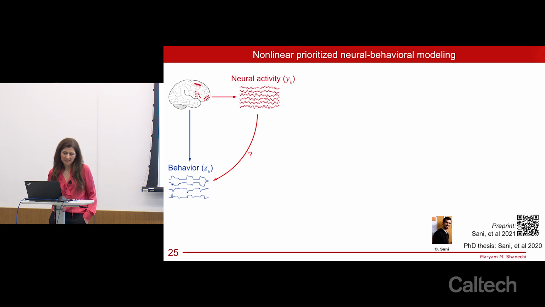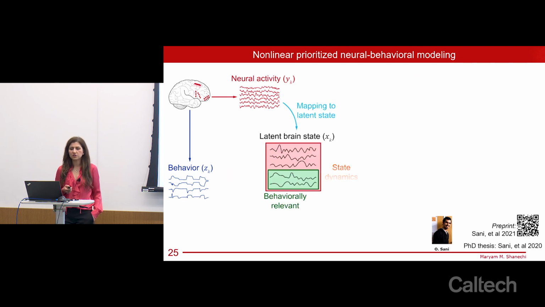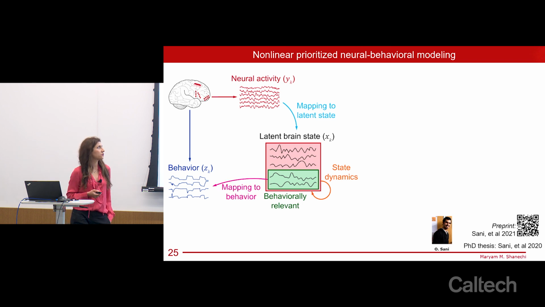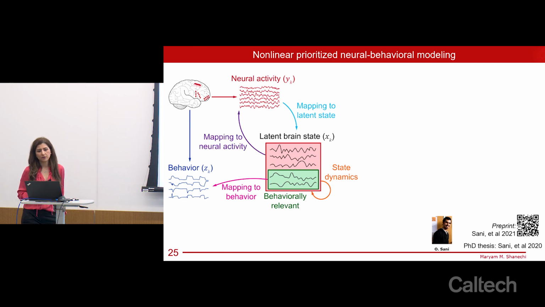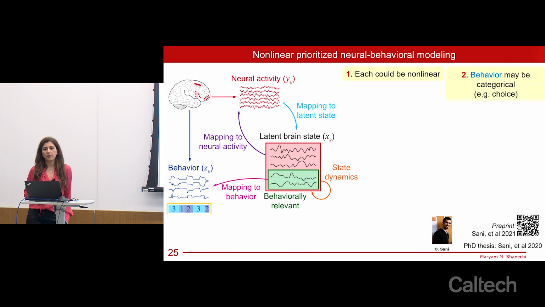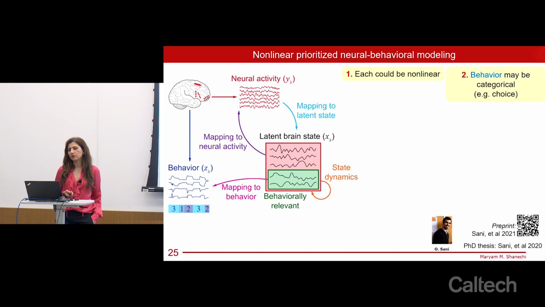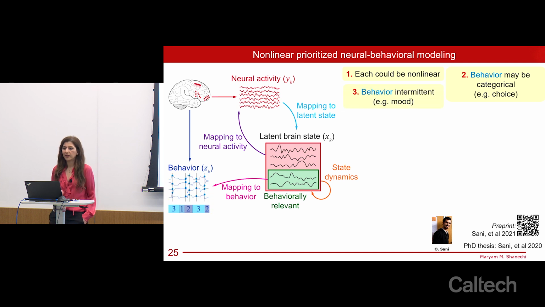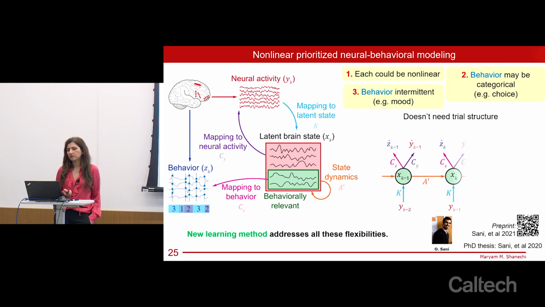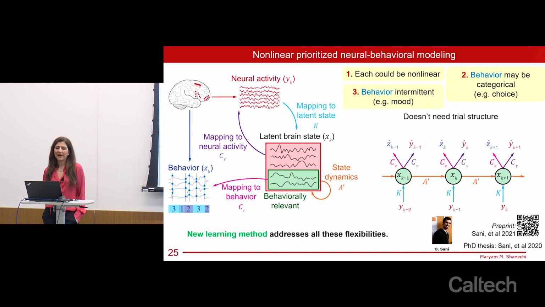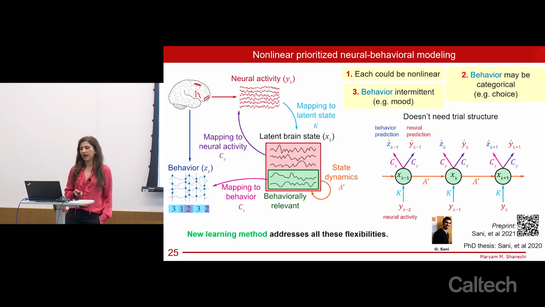As I described this morning, this model essentially writes the transformation between neural activity and behavior in terms of these four maps: mapping to a latent state, dynamics of that state, mapping to behavior and neural activity. Each of these mappings can be made linear. We also want to make behavior categorical or intermittent, and we want this to run even without any trial structure. So the model backbone is a recurrent neural network that takes as input neural activity and as output predicts behavior and neural activity.